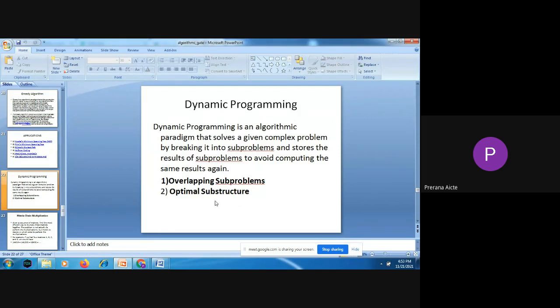So optimal substructure is what we follow. Here dynamic programming follows the principle of optimality in order to get the optimal solution. The greedy method may or may not give you the optimal solution, but dynamic programming will compulsorily give you the optimal solution by following this principle of optimality. So that is the advantage of dynamic programming.